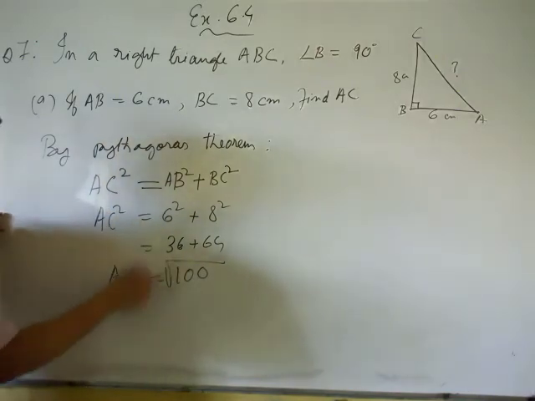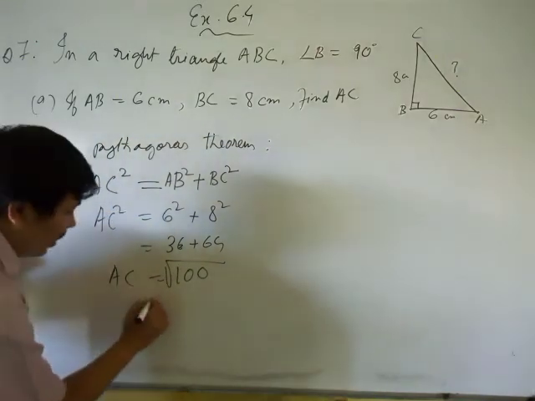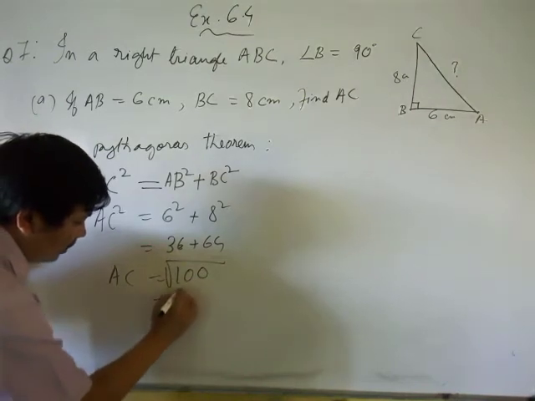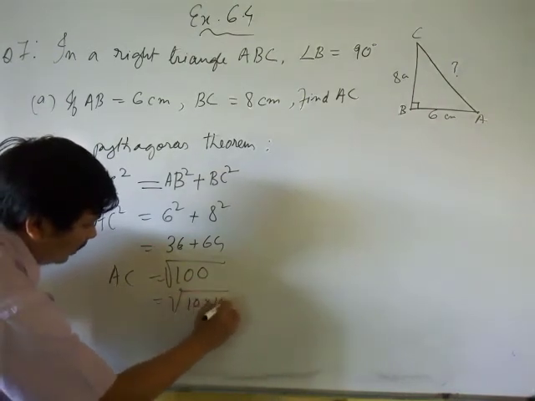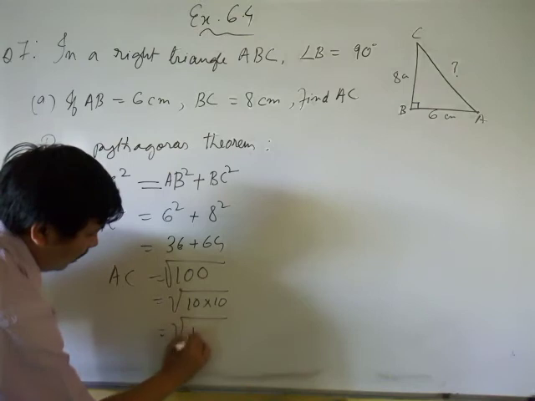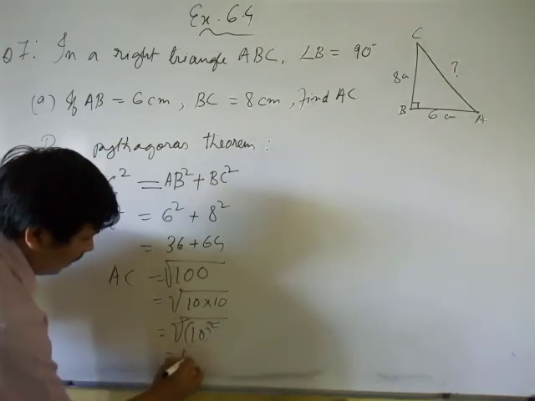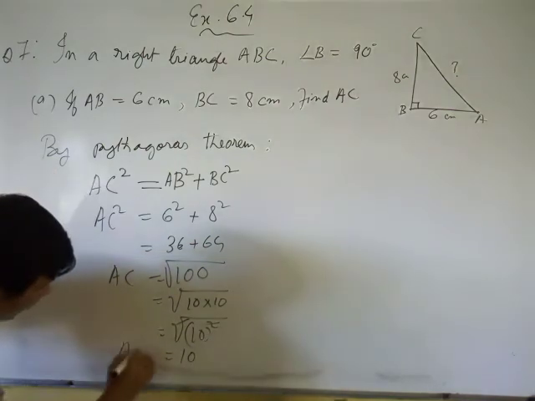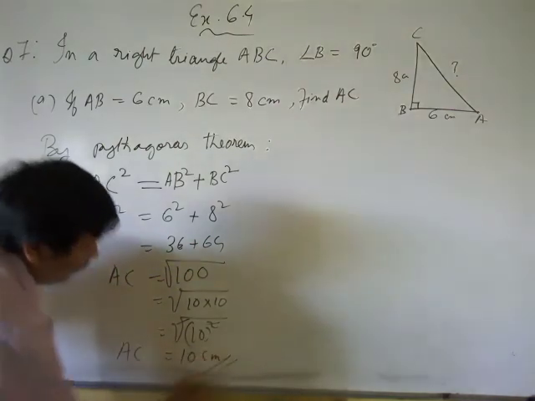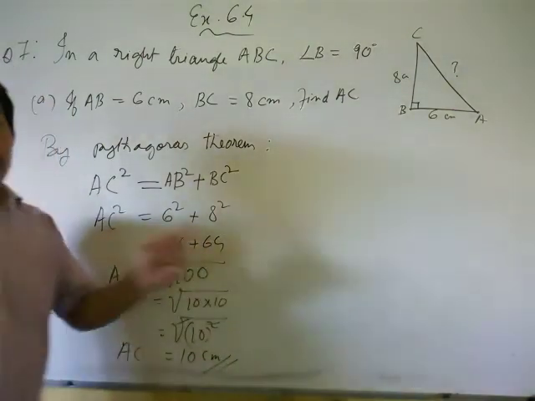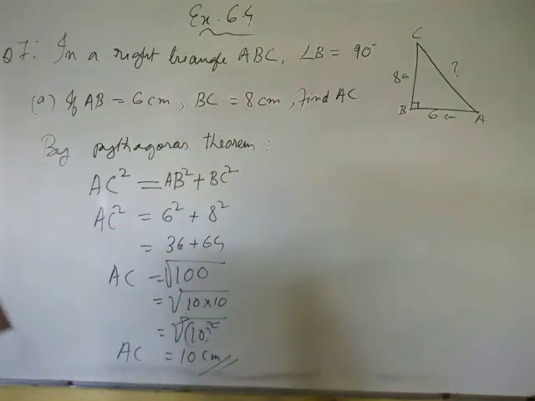So now we have here root over 100. 100 means 10 into 10, that means 10 square. Square root and square cancel out. Now we can say AC is equal to 10. Finish. Like this, find out the others. Okay, clear? So let us go to the next question.